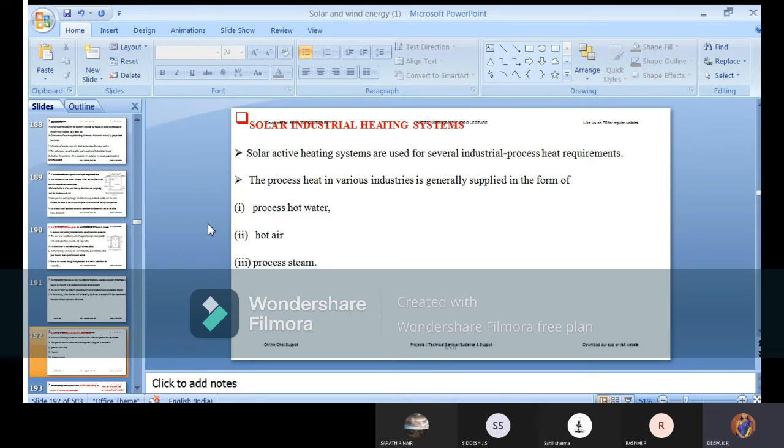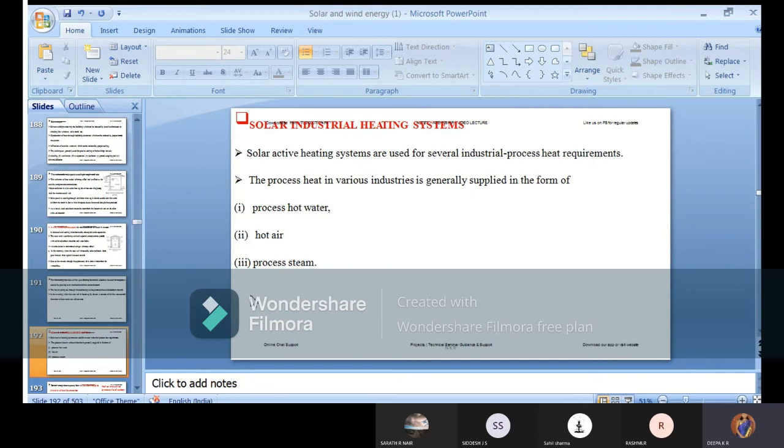Solar active heating systems are used for several industrial process heat requirements, and the process heat in various industries is generally supplied in the form of, first, process hot water, second, hot air, and third, process steam. So I think we are very familiar with these three. Solar water heaters we have discussed, meaning heating of water, which can be used for household application. But here hot water can be used in different formats.